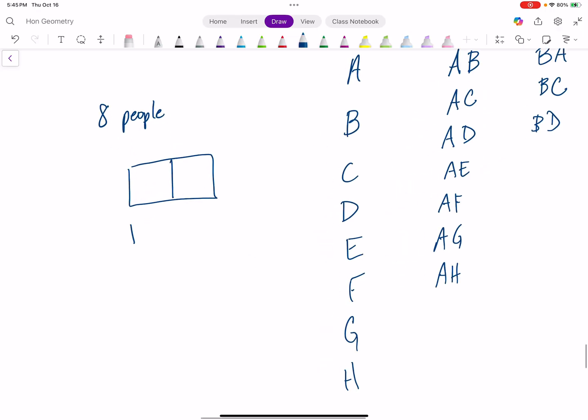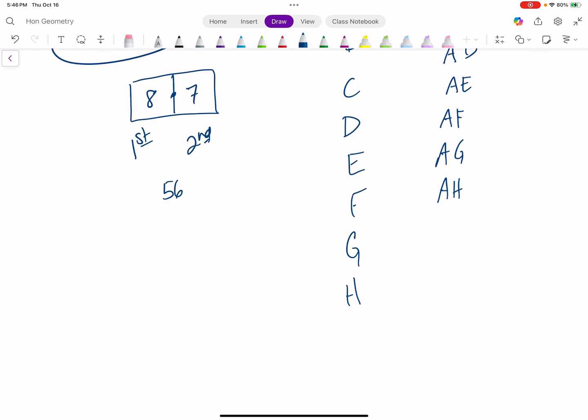So here's the way I do it. Here's first place. Here's second place. Out of these 8 people, how many of them could win the race? All 8. Any of the 8 could win. Once you decide who wins, how many are left to come in second? 7. And then you multiply those together. So there are 56 different ways you can hand out first and second.